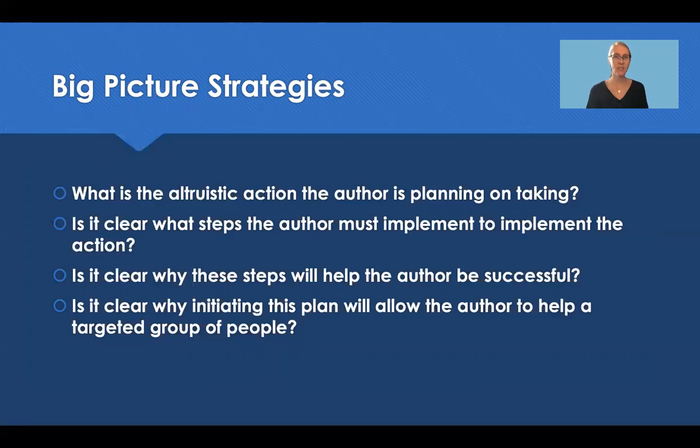Is there a bit of a discussion? I'm going to do this, this, this, and this. Well, are you made aware of why those are good things to do, or what the author feels might happen if those steps are taken? And then finally, is it clear why initiating this plan is going to allow the author to help a targeted group of people? So do the steps of action lead up to essentially that altruism, that helping somebody else out, whether or not it helps us, the actors. So reading through and getting a sense of what is being discussed in this paper is a great way to get started in your peer review.